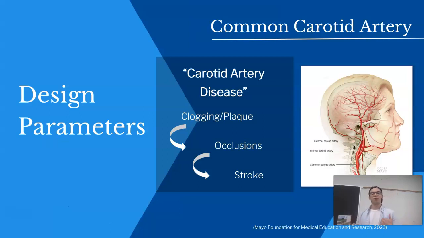So in terms of design parameters for my model, I chose to focus on the common carotid artery, or the CCA, especially in light of carotid artery disease, which involves clogging from plaque, which results in occlusions or narrowing of the vessel. And anytime this blood flow is restricted to the brain, which it does connect to, you risk a stroke occurring, which is in fact the leading cause of death within the United States.